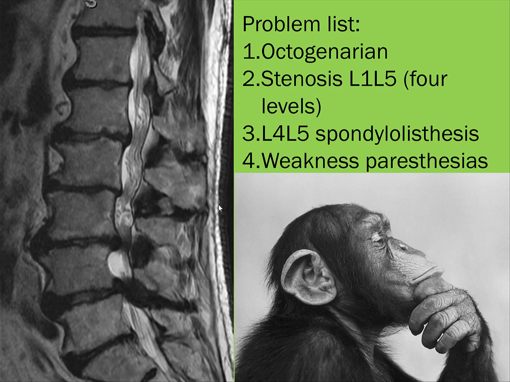So, problem list. This is an octogenarian. Stenosis from L1 to L5, L4, L5 spondylolisthesis, and he's weak and he wants to walk. So I want to ask the room, is this person not a surgical candidate? Too old? Too many disease levels? Or what's your just general thought?